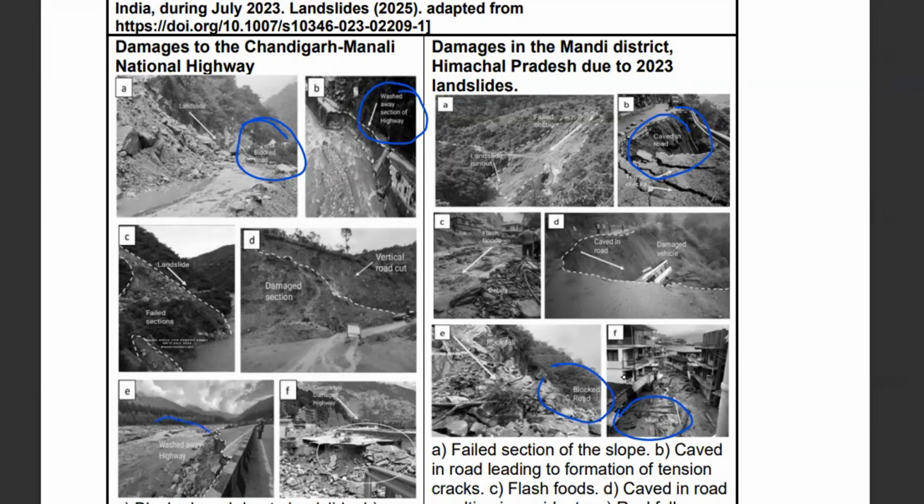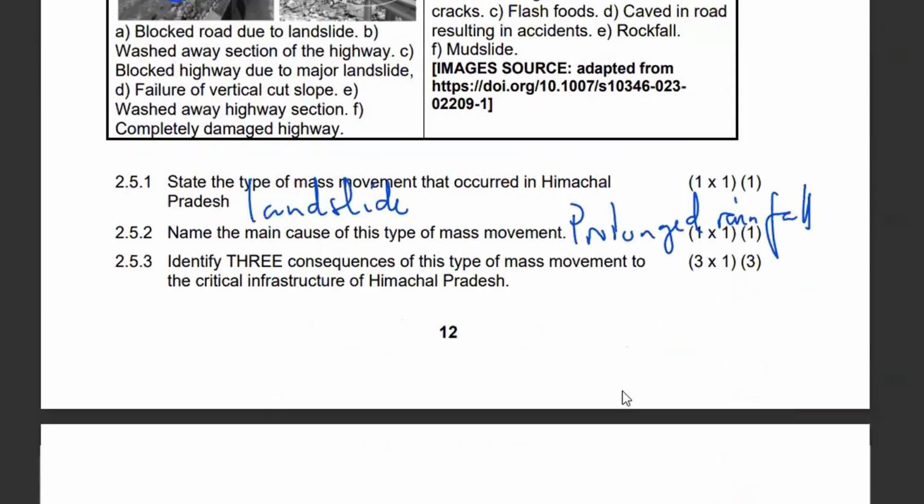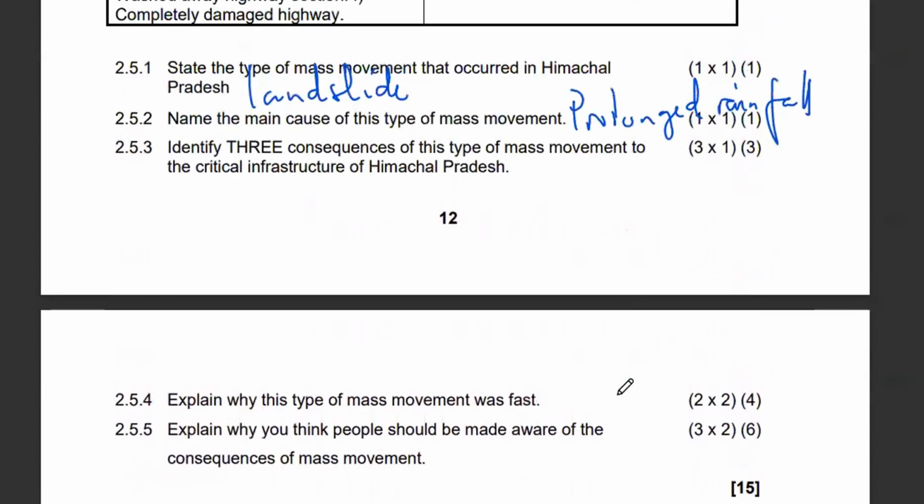And also a washed away highway. So these are critical infrastructure. We are seeing the highway being washed away, and we're also seeing this major road being blocked. We are also seeing the highway section being washed away. We are also seeing the road which is carved in on that part of the slope there. So basically, those are some of the impacts that we can see from the extract.